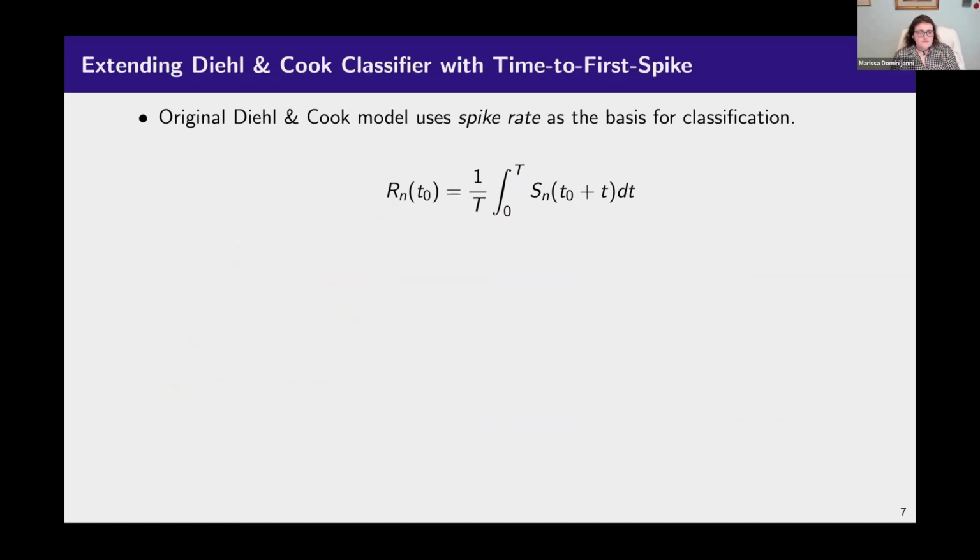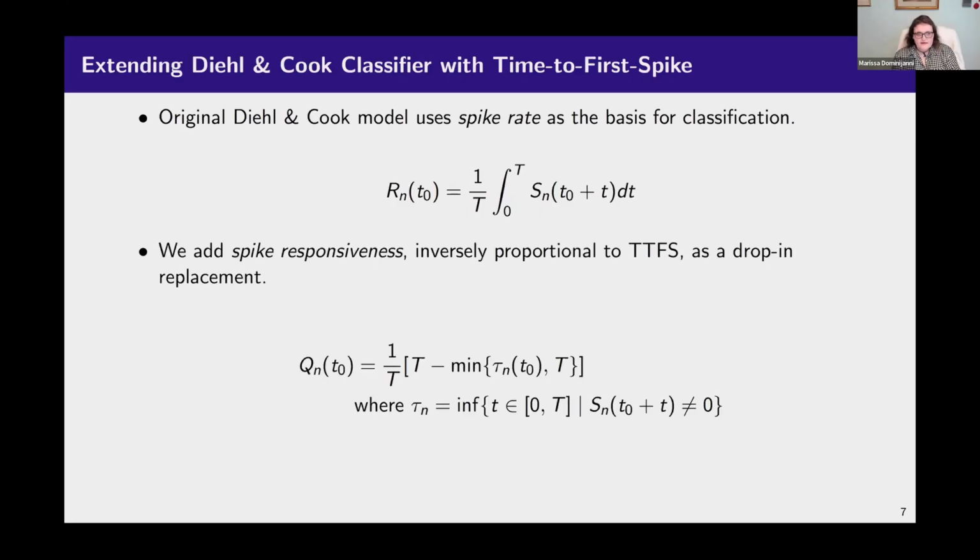Typically, this classification for a Diehl and Cook model is based on spike rate. But while working on this, we thought that since we're incorporating delays, perhaps using time to first spike would be beneficial in some manner. To that end, we add this idea of spike responsiveness, inversely proportional to time to first spike and scaled between 0 and 1, so we could use it as a nice drop-in replacement regardless of spike length or anything else.